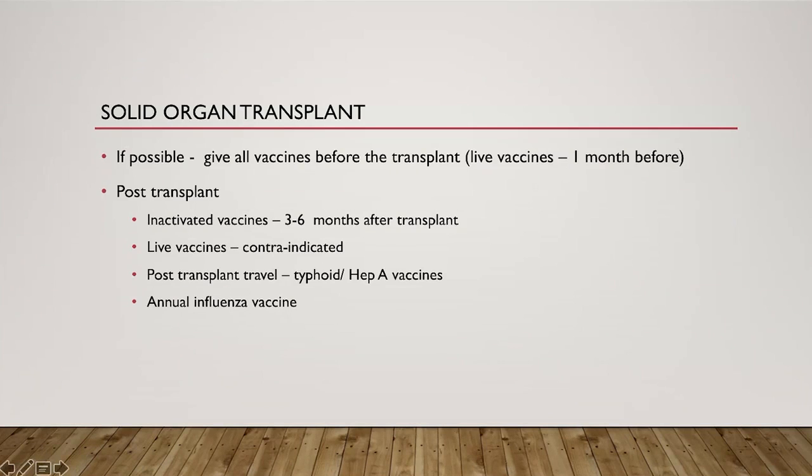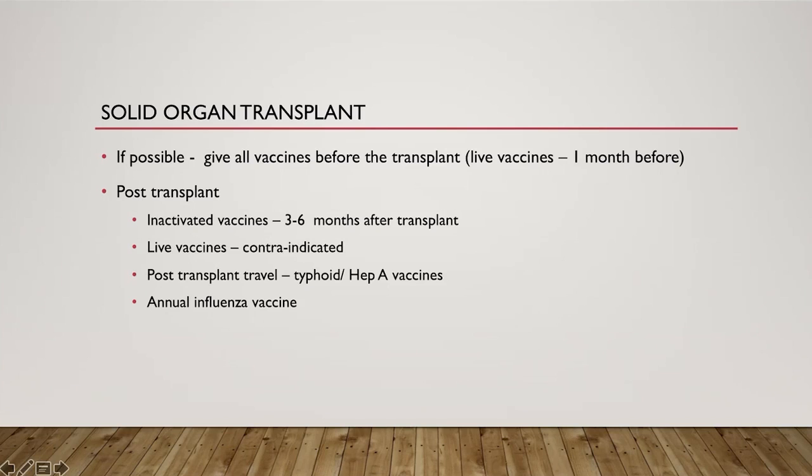So what about solid organ transplant? If possible, you can give all the vaccines before the transplant. And live vaccines should be given at least 1 month before the transplant. But if you need to give vaccines after the transplant, then you can use inactivated vaccines 3 to 6 months after transplant. In countries like Australia and USA, they prefer a longer vaccine-free interval like 6 months. But in countries like India, a 3 month gap is more than enough.